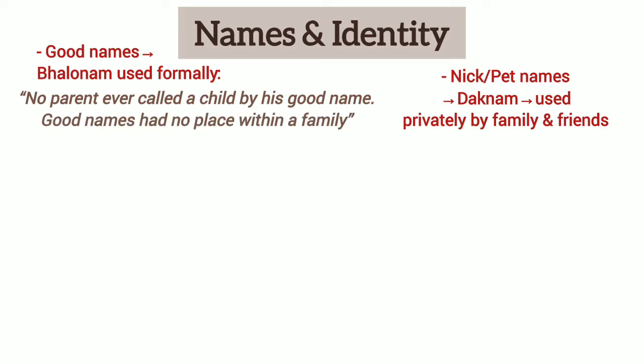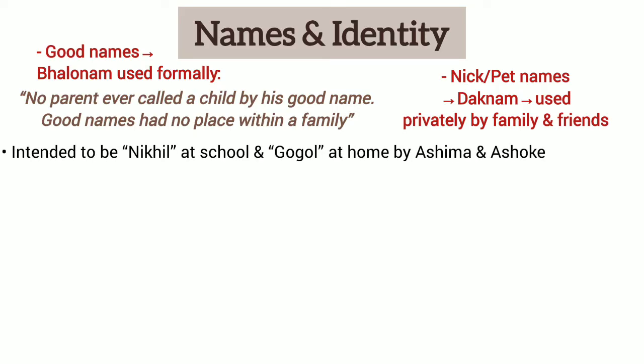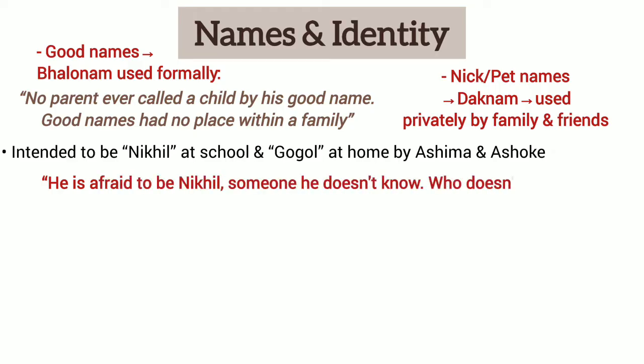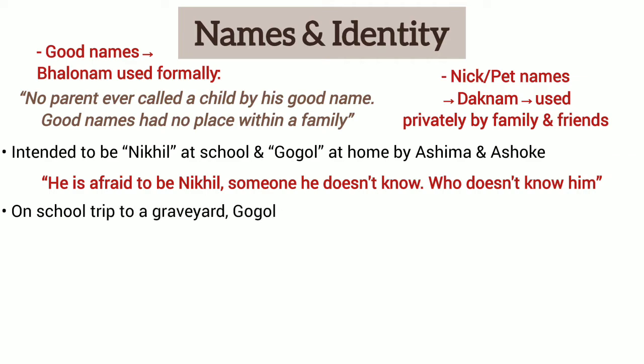Gogol's school admission experience highlights the conflict around his name, intended to be Nikhil at school and Gogol at home by Ashima and Ashok, but Gogol resents adopting a new name. Associating it with a stranger, he is afraid to be Nikhil, someone he doesn't know. Who doesn't know him? His struggle with the uniqueness of his name intensifies at age 11, realizing it sets him apart, while on a school trip to a graveyard where he relates to old names on the grave headstones.